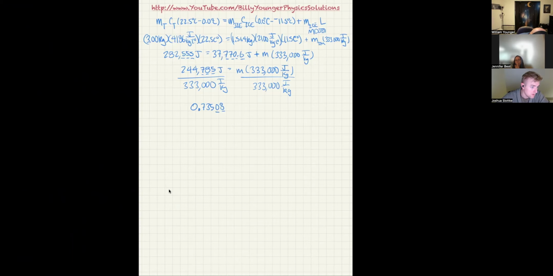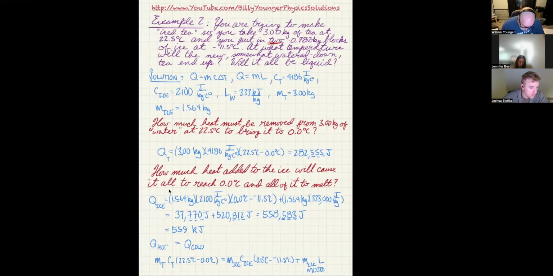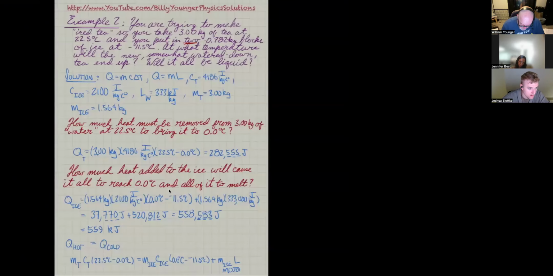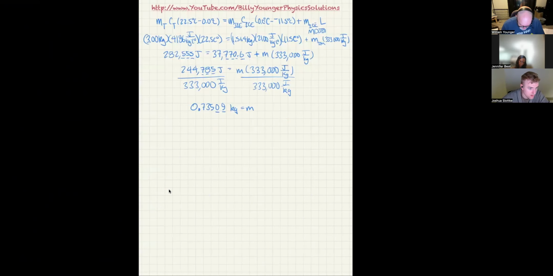Obviously, two extra sig figs there. Actually, that should be 0.9, to be honest with you. I hate being such a pedant, but here I am. And that's kilograms, equal to M. Notice that's almost the size of one of the ice cubes. So basically, one ice cube will be almost completely melted. Both of them have some melt on them, obviously.